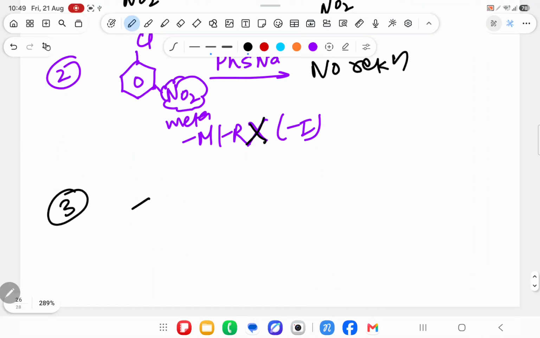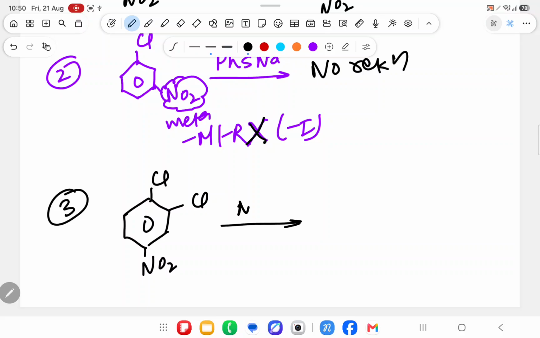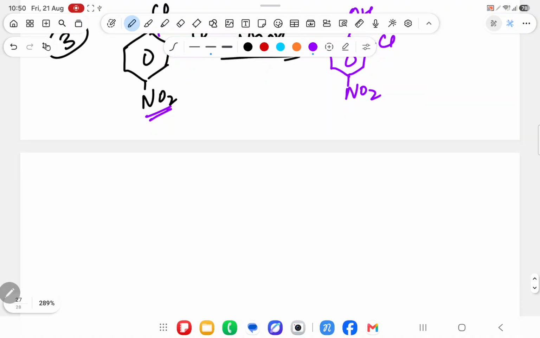Third question. Suppose I have taken a benzene ring, over here Cl, over here Cl, over here NO2. Now I am reacting with NaOH. Which chlorine will it react with? This chlorine is on meta according to NO2, but this chlorine is on the para position. So it will not touch the chlorine on the meta position. It will touch the chlorine on the para position, and OH will attach on the para position. Understanding the point? Yes sir, understanding what you are trying to say.